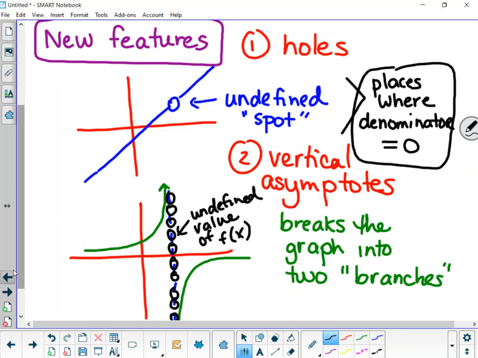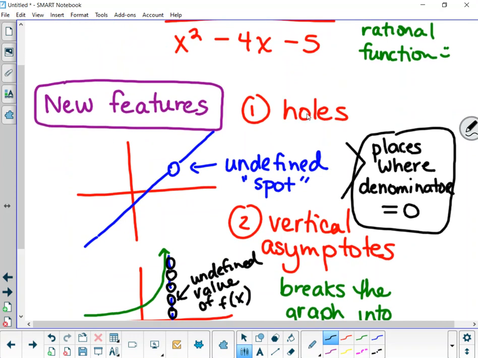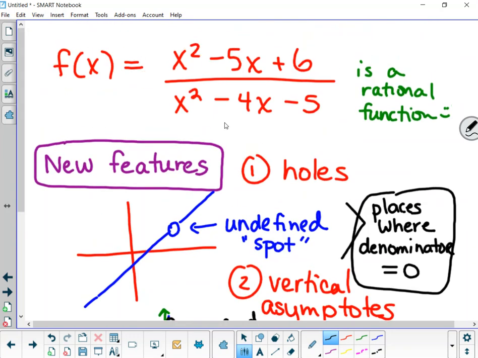So bottom line, here's a rational function. The first thing I need to worry about is the numbers that make the denominator 0. The numbers that make the denominator 0 potentially are going to create holes and vertical asymptotes. Now, how do you know which ones create which? We'll get there. That's coming. For now, we just have to pay attention to where this equals 0, which means in a lot of cases, I've got to do factoring.